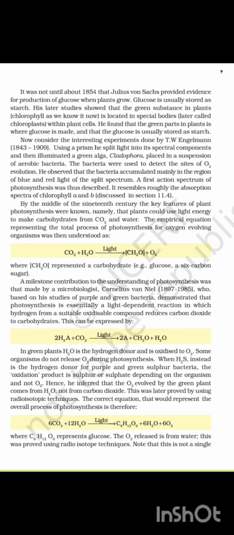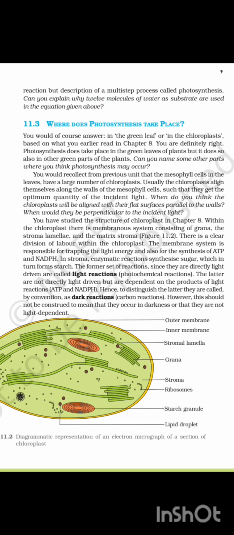The correct equation that would represent the overall process of photosynthesis is therefore: 6CO2 + 12H2O → C6H12O6 + 6H2O + 6O2, where C6H12O6 represents glucose and the O2 released is from water. This was proved using the radioisotope technique. Note that this is not a single reaction but a description of a multi-step process called photosynthesis. This can explain why 12 molecules of water as substrate are used in the equation given below.